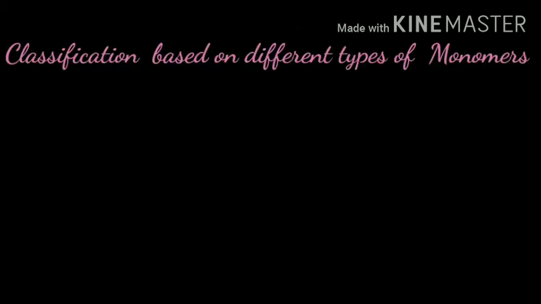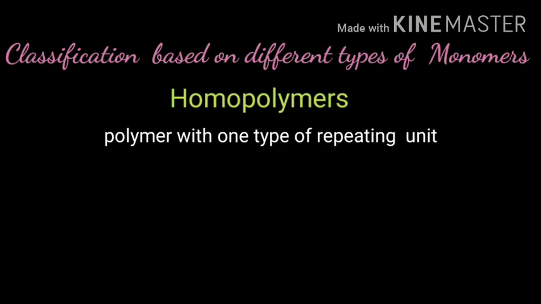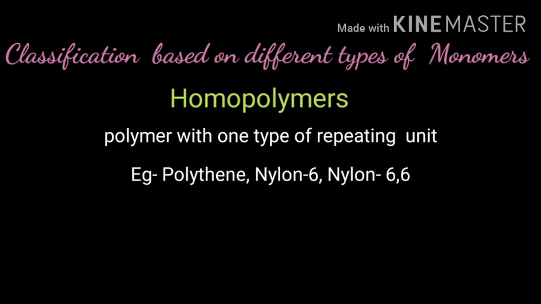Next is the classification of polymers based on different types of monomers. Here, the polymers are divided into two classes, homopolymers and copolymers. What are homopolymers? The polymer which has only one type of repeating unit is called a homopolymer. Hence, they are formed from a single monomer. Examples are polythene, nylon 6, nylon 6,6, etc.